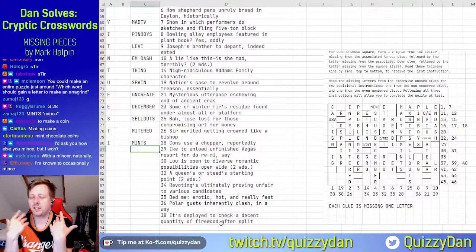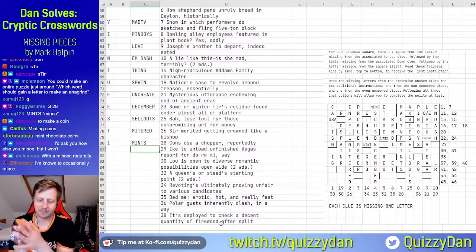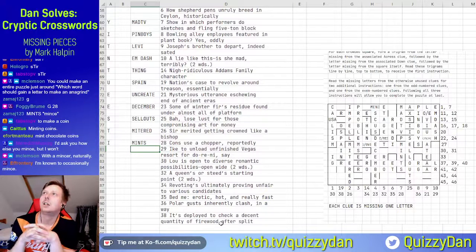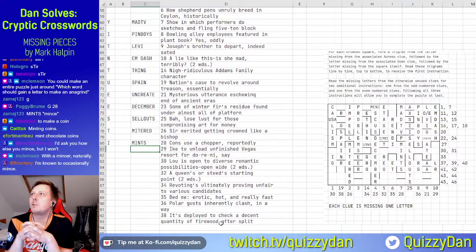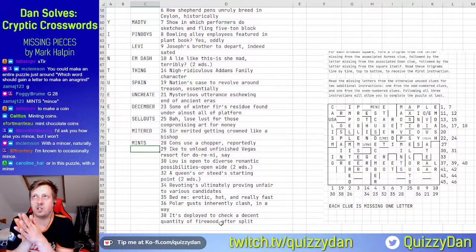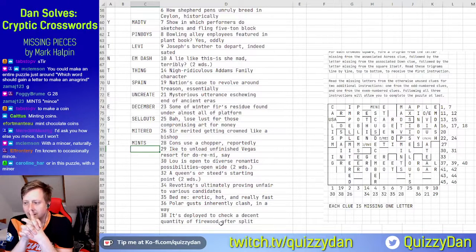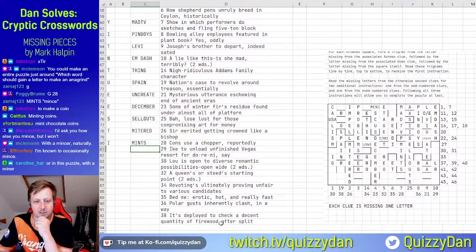We're going to be putting something in front of Ike. That I'm 99% sure of. To unload unfinished Vegas resort. Is it going to be a hotel on the strip? So is it going to be like Aria? Which if you unfinish it will just be A-R-I or something like that. Not sure. Going to move on that one, I think, unless anyone has a thing on that. 30 down.